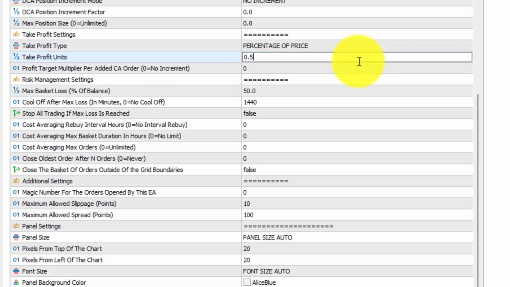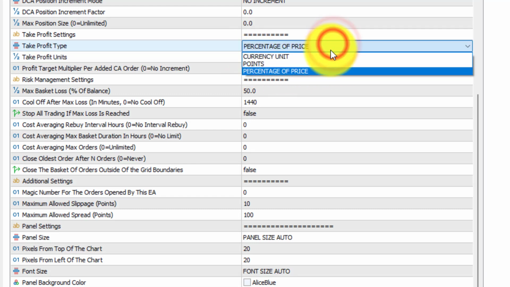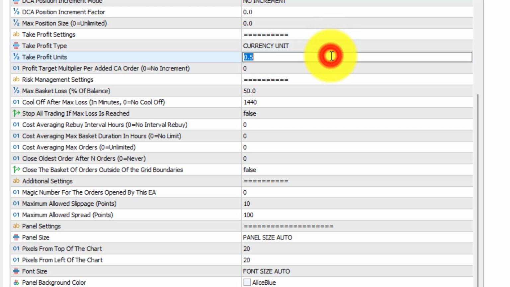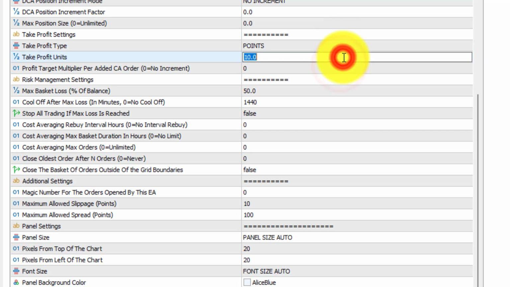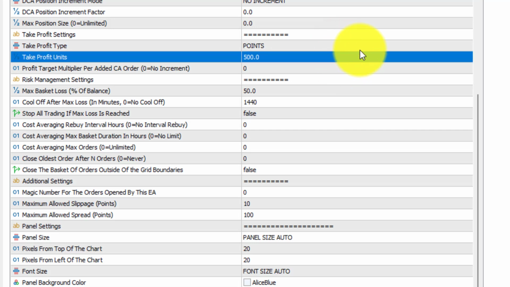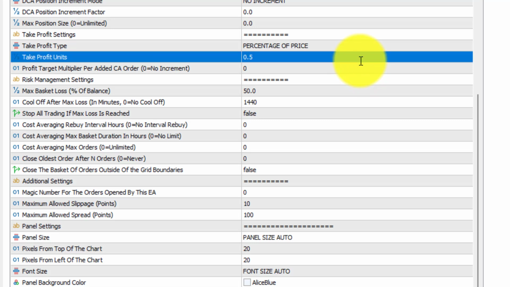The take profit input is the actual number used with the type you select. With currency type, you might set 10, which is 10 units of your account currency, for example dollars or euro. With points, you might set 500, which is points. Or with percentage, you might set 0.5, which is percent.